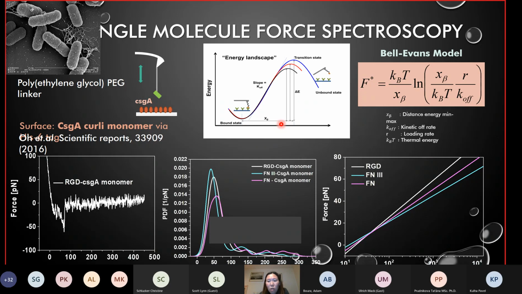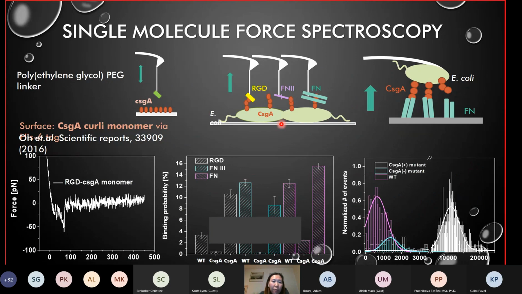But meanwhile, the x_beta varies a little bit, probably because the length or the structure of the molecule is different, and the flexibility of the binding pocket changes with the size of the molecule. And furthermore, we can also apply this single molecule force spectroscopy not only to the isolated protein, but also on the living bacteria surface.